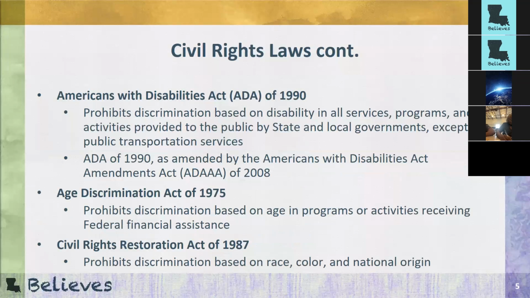Additional civil rights laws include the Americans with Disabilities Act of 1990, which prohibits discrimination based on disability in all services, programs, and activities provided to the public by state and local governments, except public transportation services. The Age Discrimination Act of 1975 prohibits discrimination based on age in programs or activities receiving federal financial assistance. And the Civil Rights Restoration Act of 1987 prohibits discrimination based on race, color, and national origin.